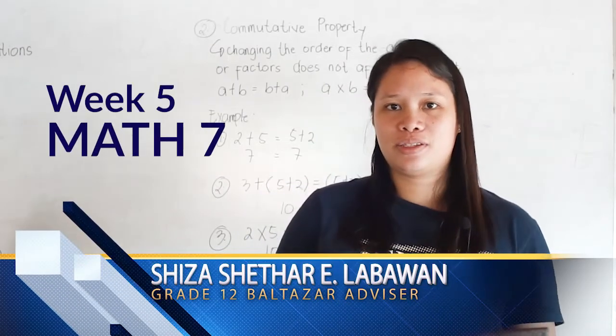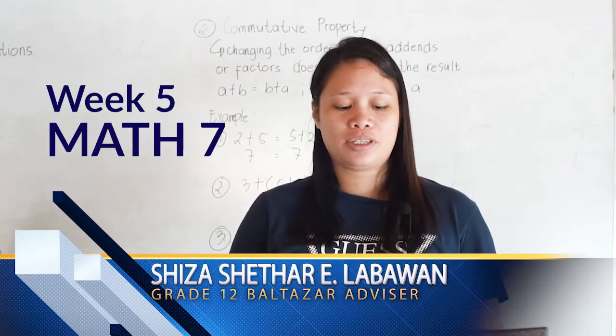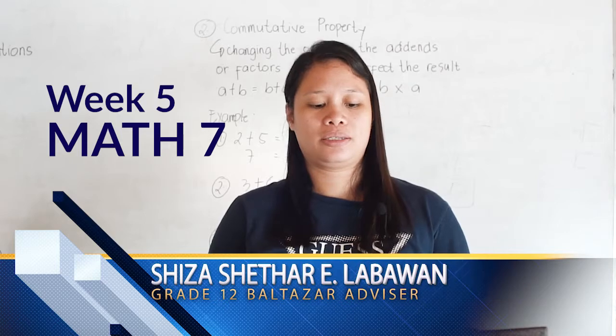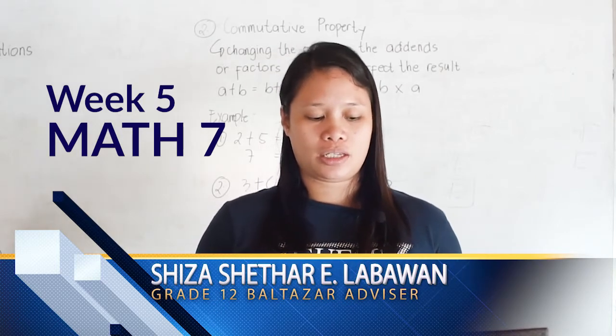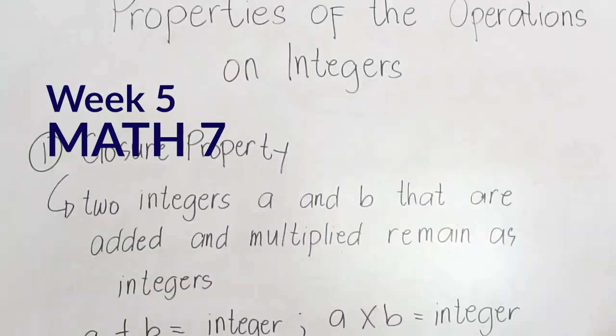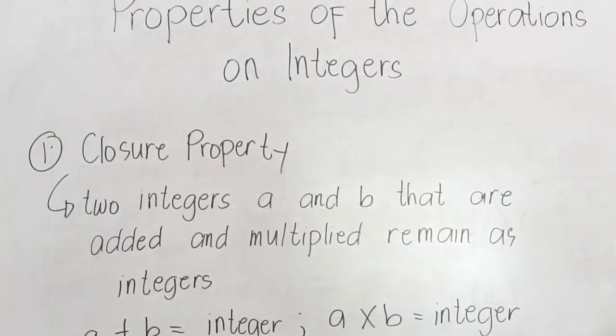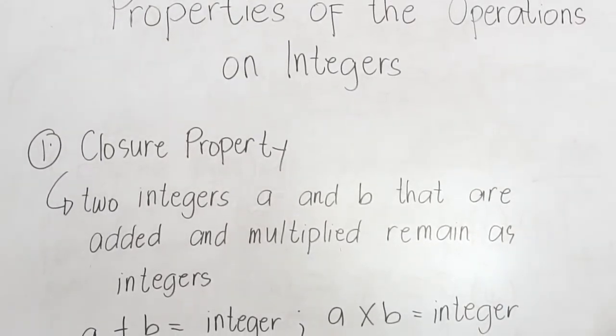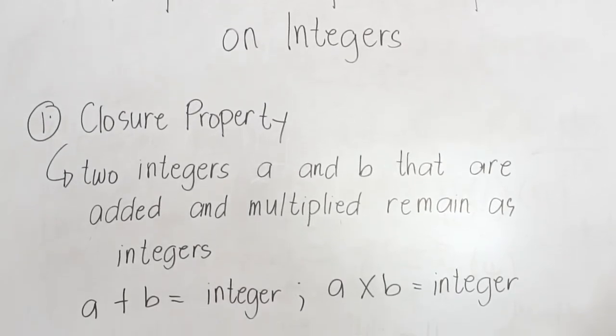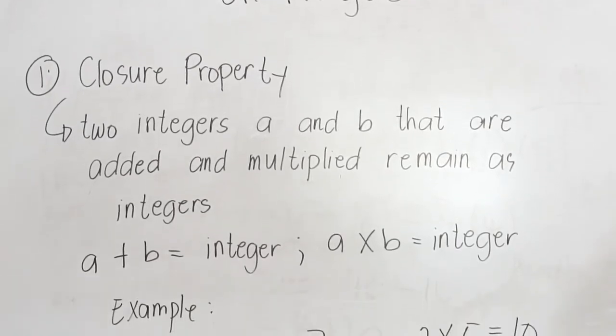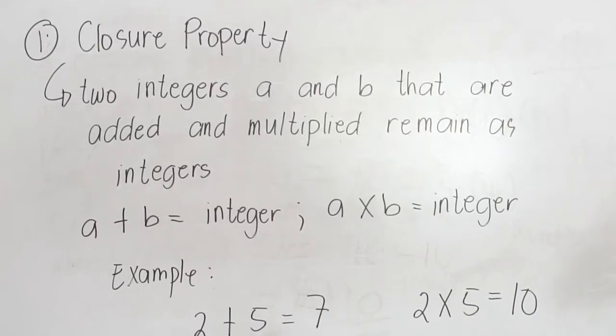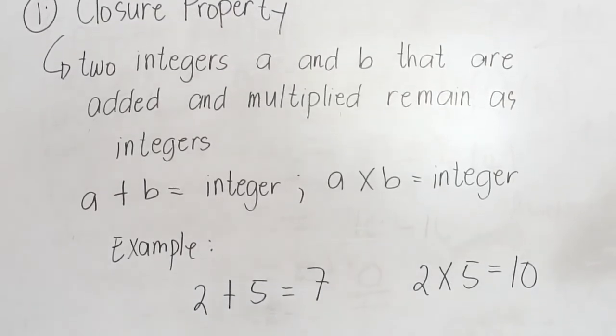Hello, grade 7 students. Our topic for this week is about properties of the operations on integers. First property is the closure property. So two integers, a and b, that are added and multiplied remain as integers. So a plus b is equal to an integer and a times b is also an integer.